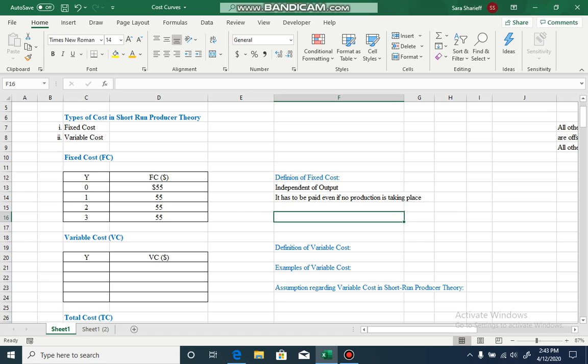It's the same thing. Let's suppose you're living on rent, okay? Even if you don't have a job, even if you've lost your job, you have to pay the rent, right? So fixed cost is the cost which has to be incurred even if nothing is being produced.